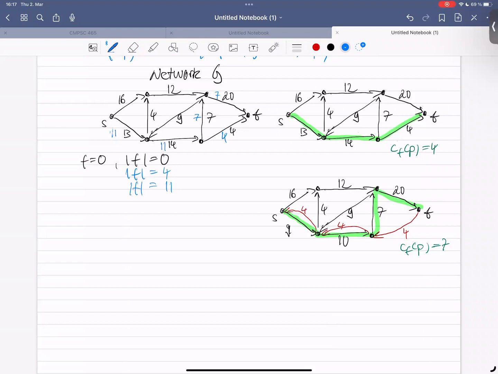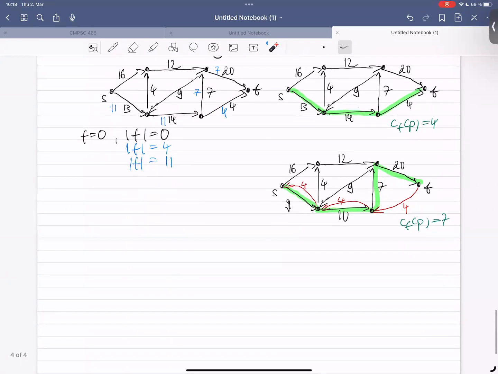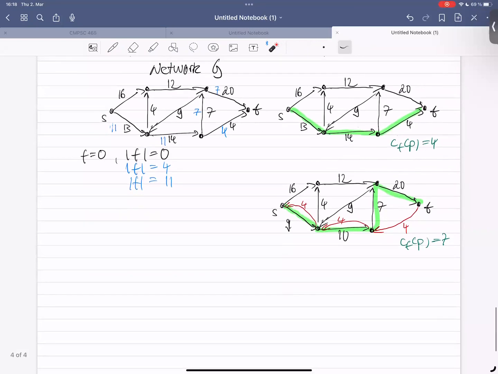Again, as you can see, even after 2 iterations, hopefully all capacity constraints are satisfied and flow conservation is all satisfied. It's essentially just 2 paths that diverge only in this one edge. And you can see that 11 is coming in and 7 plus 4 are going out. So this is, again, satisfying all flow conservations. Okay, so let's do another round of residual network.